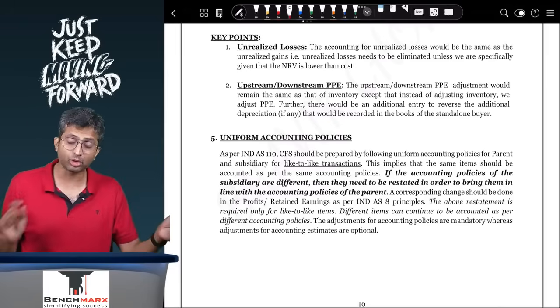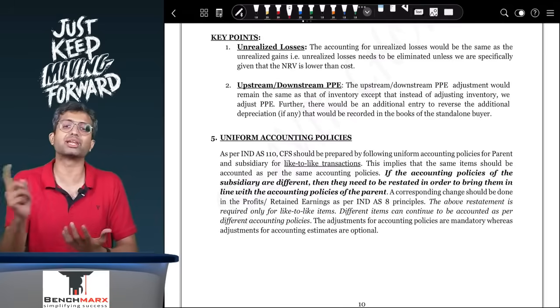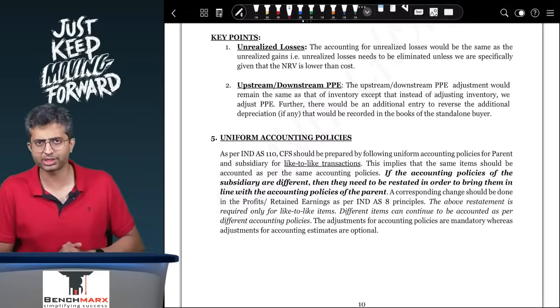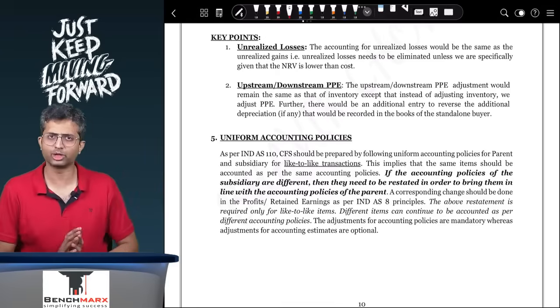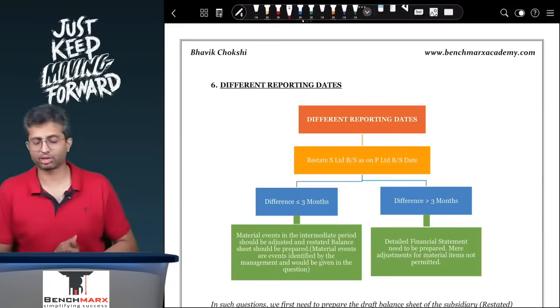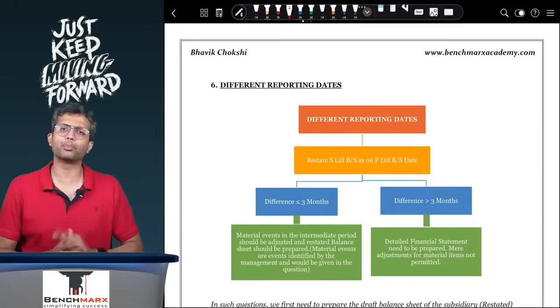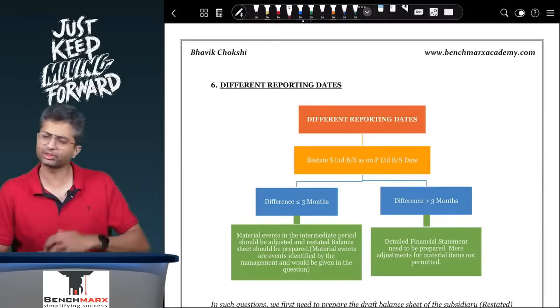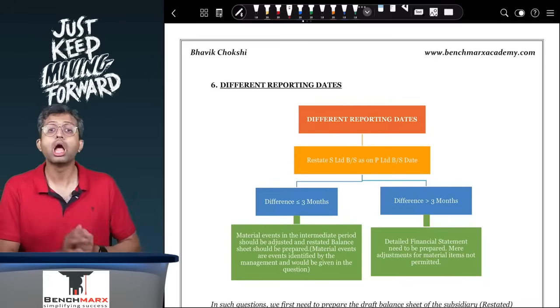But if parent also has petroleum, subsidiary also has petroleum inventory, if they have different policies, well, the subsidiary's financials will be restated as per the parent's policy. The adjustment, if any, will be done against retained earnings, and then you go ahead and do the consolidation. That is about uniform accounting policies. Not a very important adjustment. Restatement, remember, is compulsory for different accounting policies, not for different accounting estimates, which can continue. If you want, you can restate for estimates, but it is not mandatory.